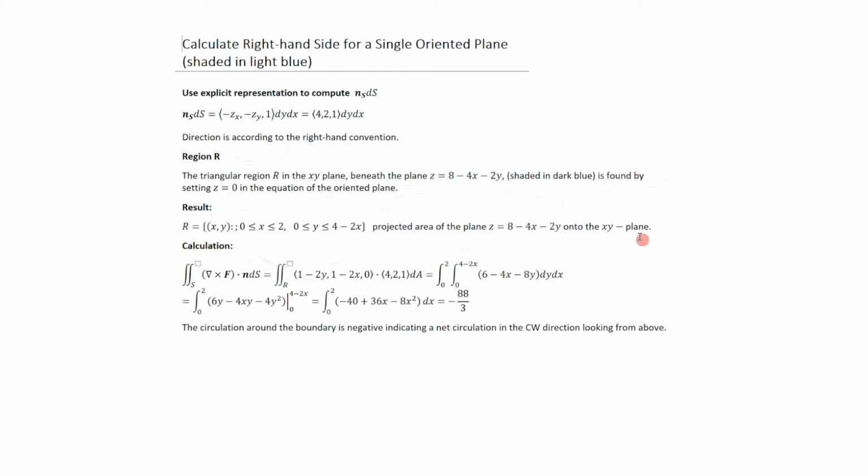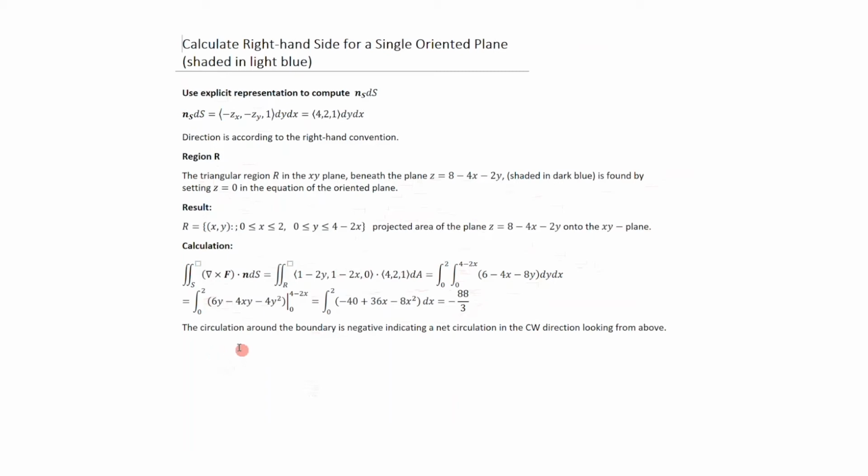All right, so now that we have the region, which gives us the integration limits, we also have the surface area vector, and we also have the curl of the vector field. We can now do the calculations shown here. Here's the curl of the vector field. Here's the differential surface area. Here are the bounds on the integral. We just perform this integral, and we end up with an answer of minus 88 over 3.